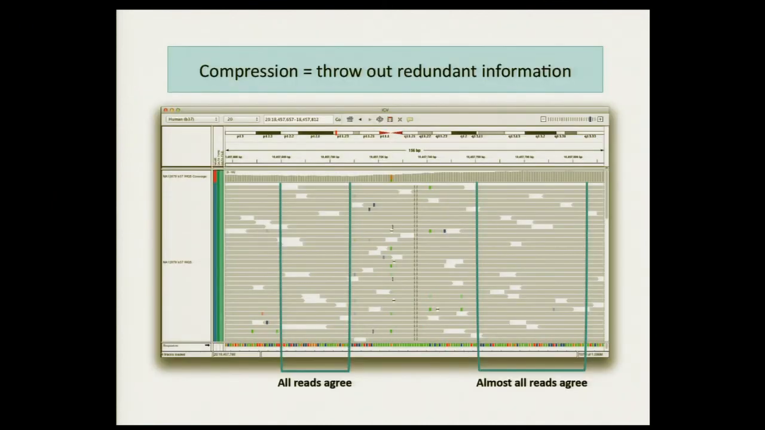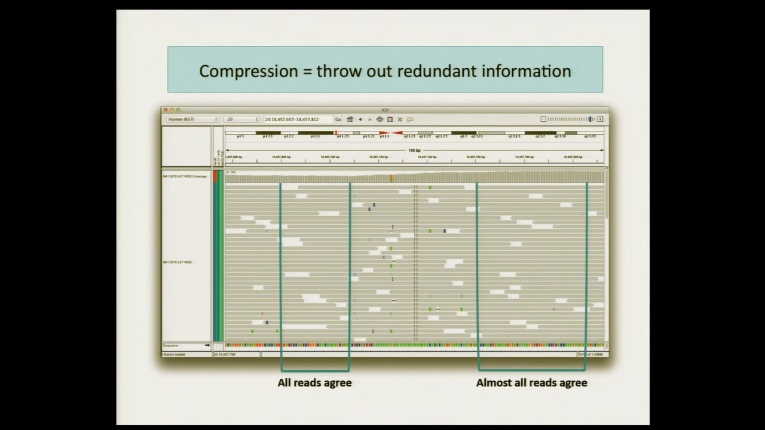The principle is basically throwing out data. The BAM file itself is very well compressed. So compression is not really just a matter of making things more efficient, packing things more efficiently. The BAM file does a good job of compressing the data. The problem is there's way too much data.